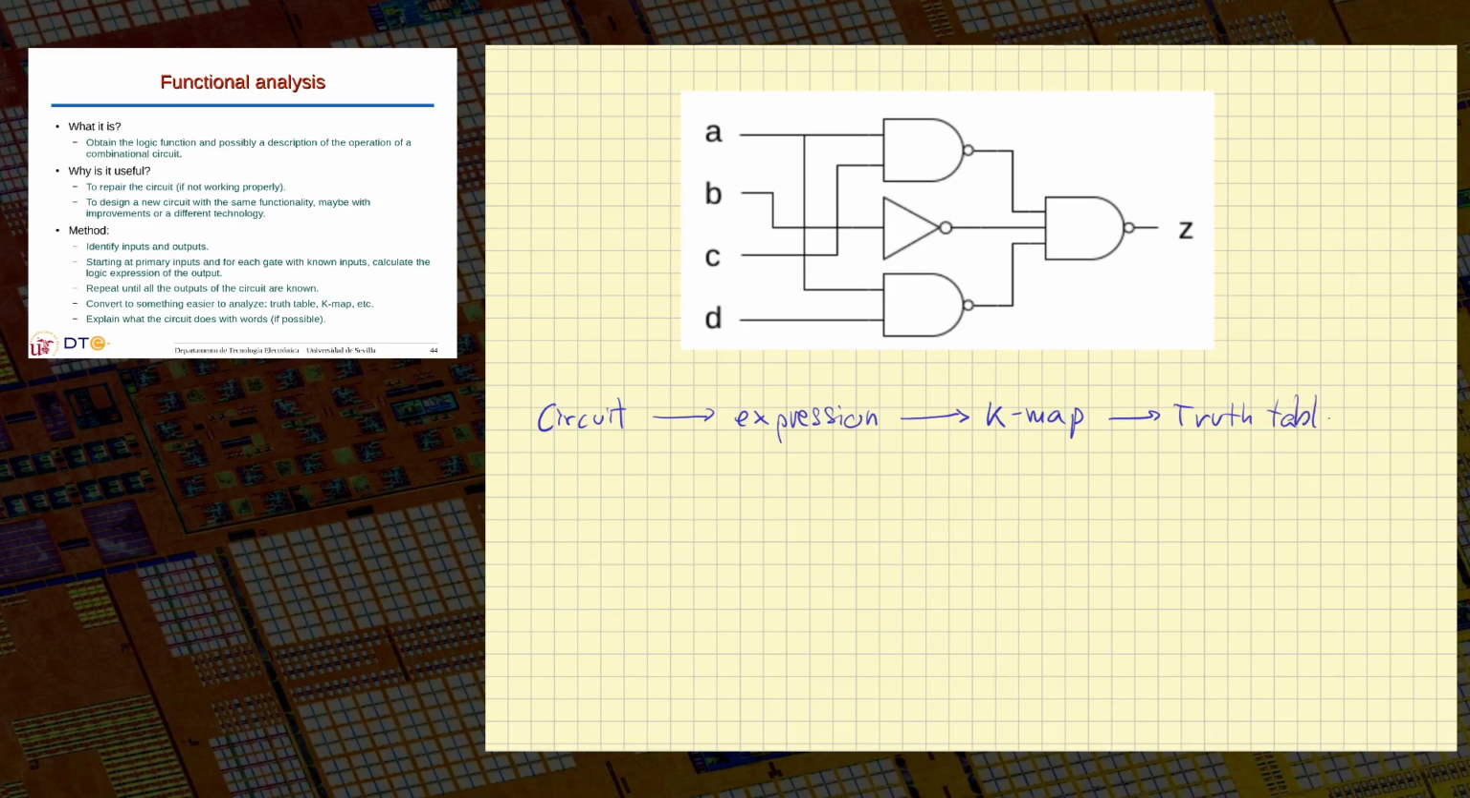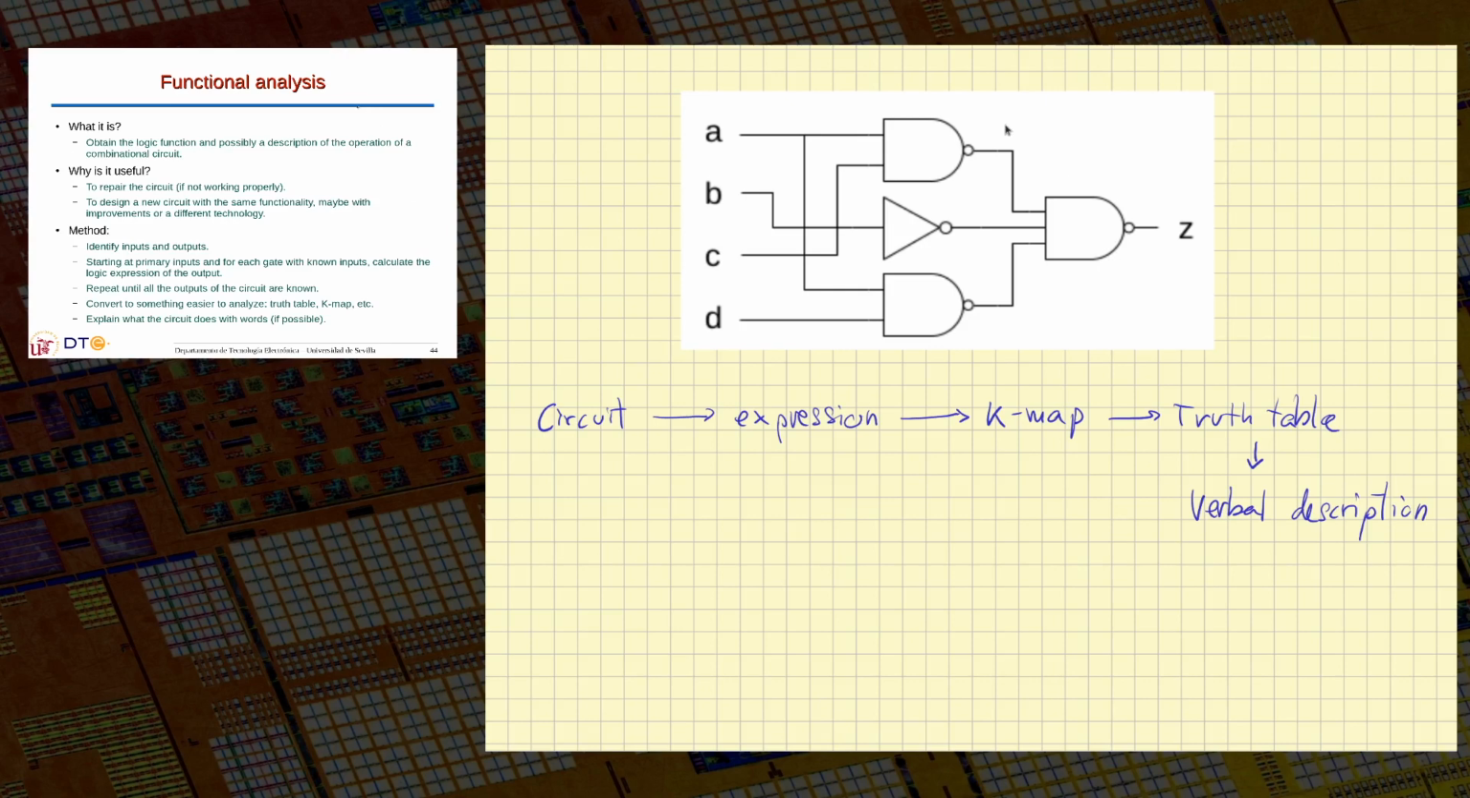So in the truth table, I have all the information. I will have all the information on how the output activates, in which conditions, and so on. And from the truth table, it should be easier to give a verbal description of what the circuit does. Okay. So it's the design process, but done in the opposite way. Actually, the analysis is easier because the circuit is already done. We don't have to take any decision, just do the calculations.